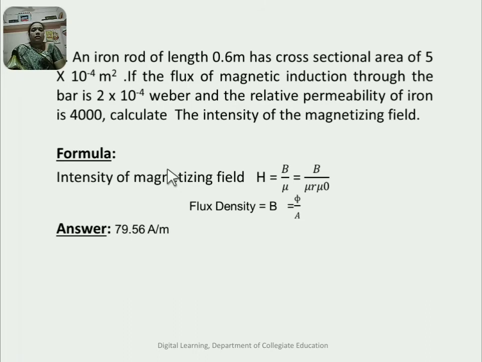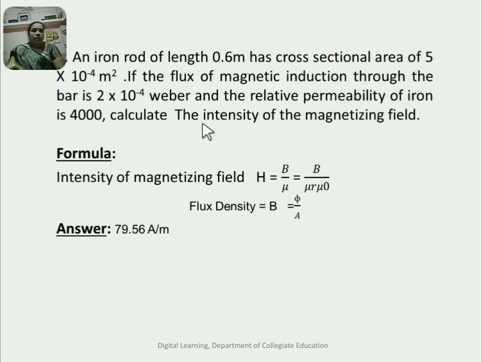So here given data are flux is equal to 2 into 10 to the power minus 4 Weber, mu r is equal to 4000, and cross-sectional area is 5 into 10 to the power minus 4 meter square. Then by using these data, flux density is calculated by using the formula B is equal to phi by A. Here phi is 2 into 10 to the power minus 4 Weber, and cross-sectional area is 5 into 10 to the power minus 4. So we get the answer B is equal to 0.4 Tesla.